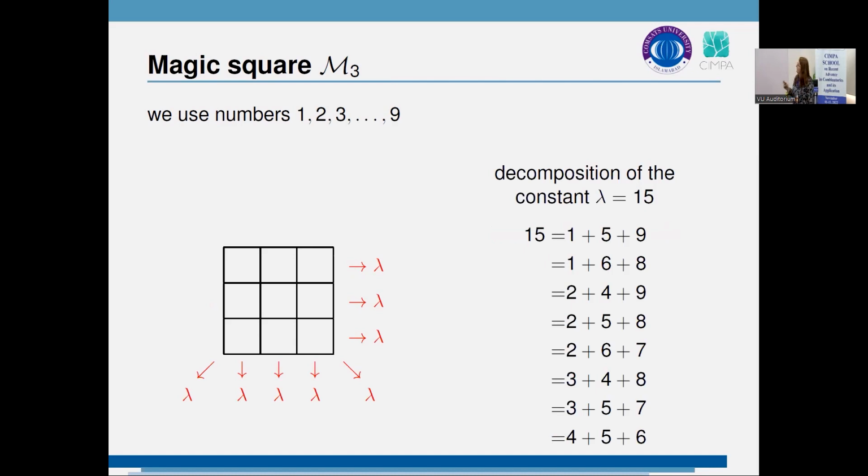And now my question is, which number do we have to put here in the middle? This number in the middle is on both main diagonals, in one row and in one column. So it must be counted 4 times in these sums. Is there such a number? 5, yeah. So in a magic square of order 3, number 5 must always be in the middle.